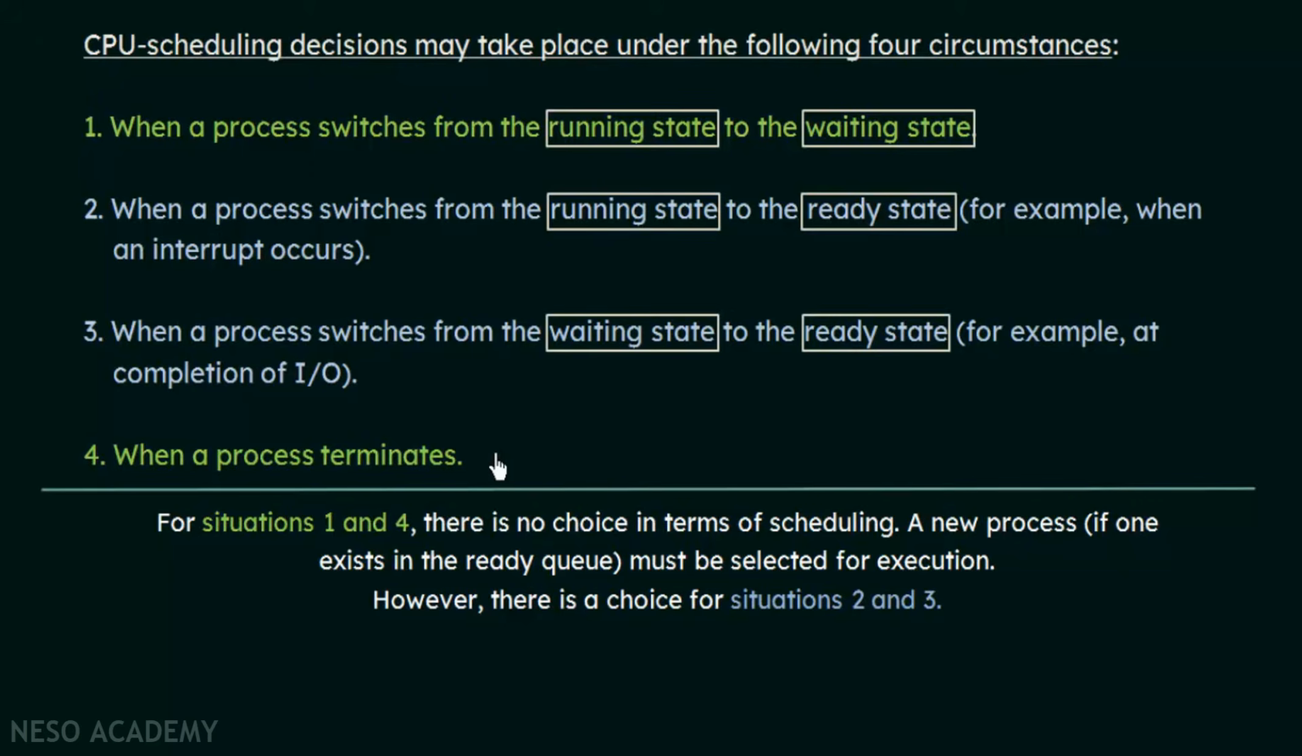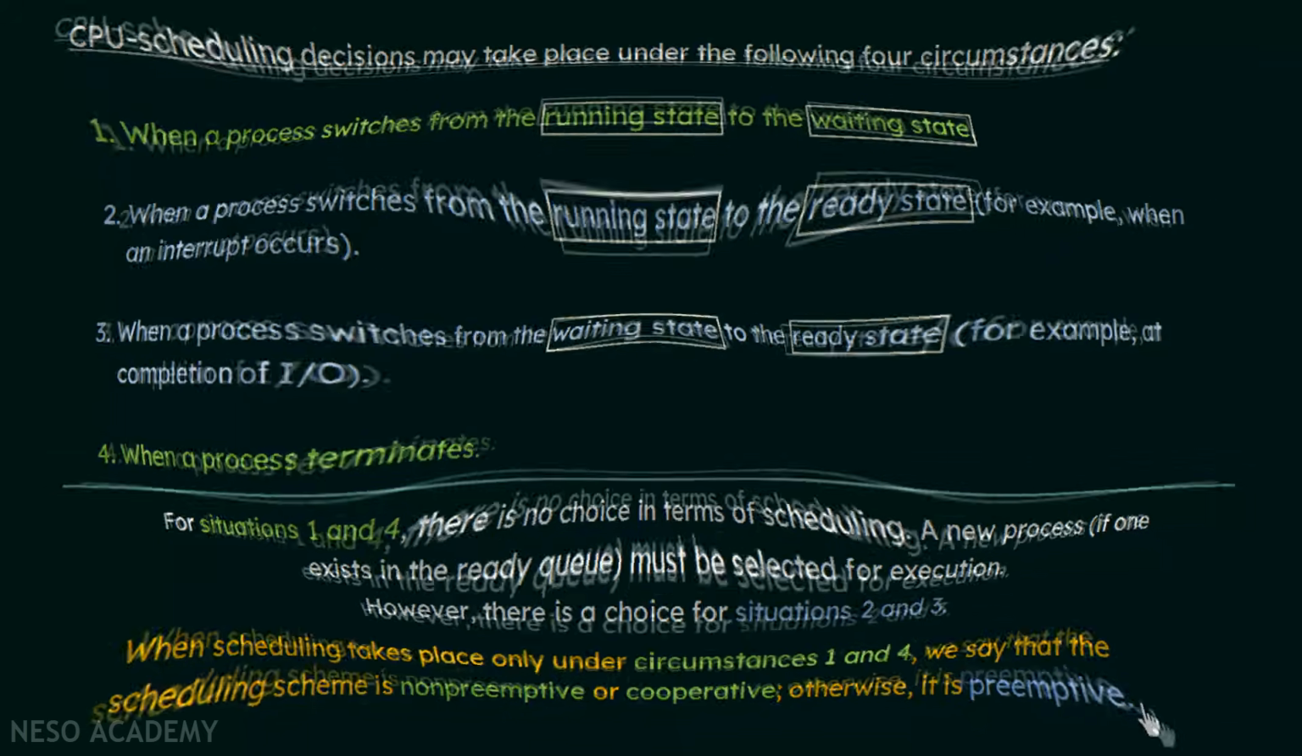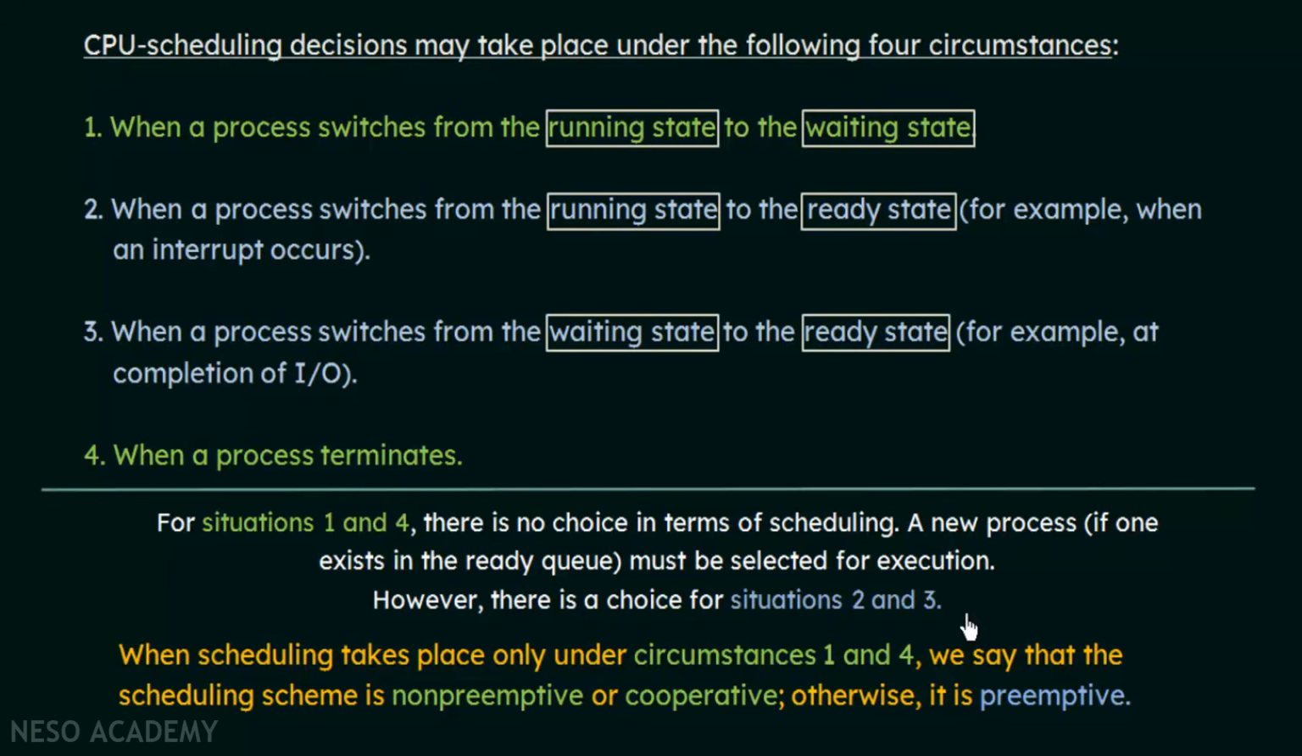Now, since we have understood all this, we are in a position to define and understand the meaning of preemptive and non-preemptive scheduling. When scheduling takes place only under circumstances 1 and 4, we say that the scheduling scheme is non-preemptive or cooperative. Otherwise, it is preemptive. Let us try to break this sentence down and understand what it means. When scheduling takes place only under circumstances 1 and 4, it is said to be non-preemptive or cooperative scheduling. And why is that? That is because the CPU is assigned to some other process only when a process has either terminated or it has gone to a waiting state.